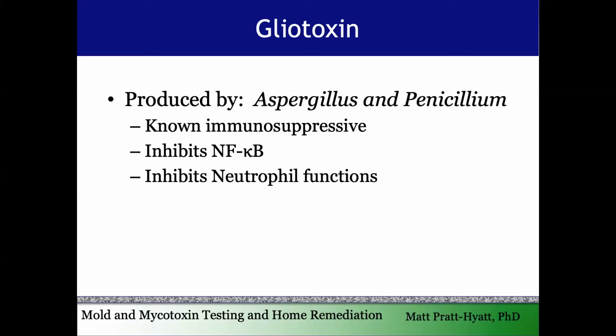Gliatoxin, probably the second most common mycotoxin you're going to see. It's produced by Aspergillus and Penicillium. It's a known immunosuppressive. It can inhibit the NF-kappa B. It can also inhibit neutrophil function. So this is all how it can cause your immune system to become repressed.